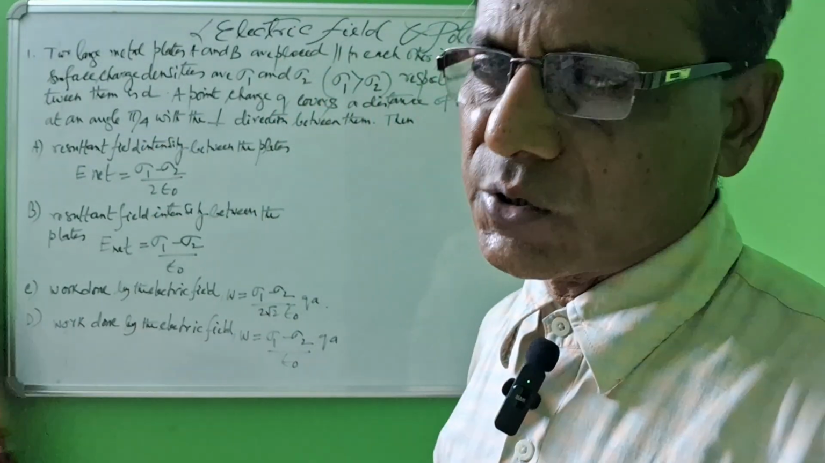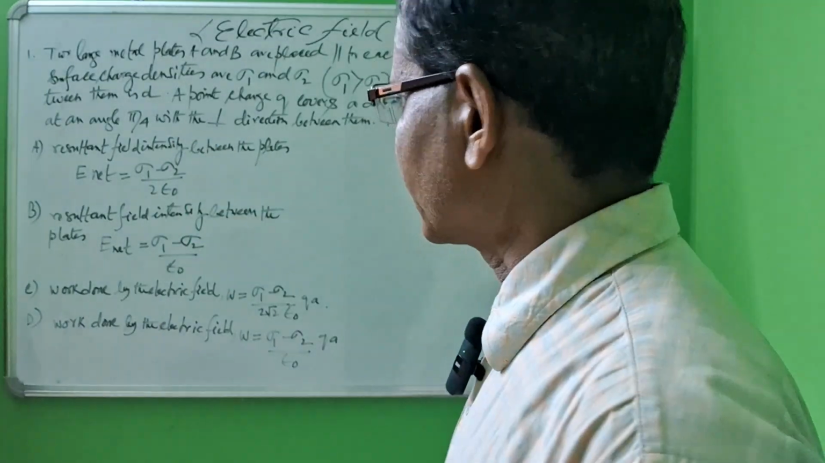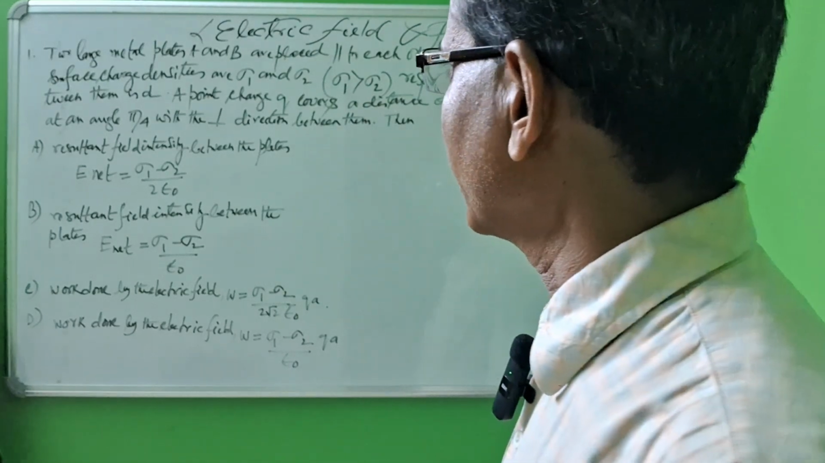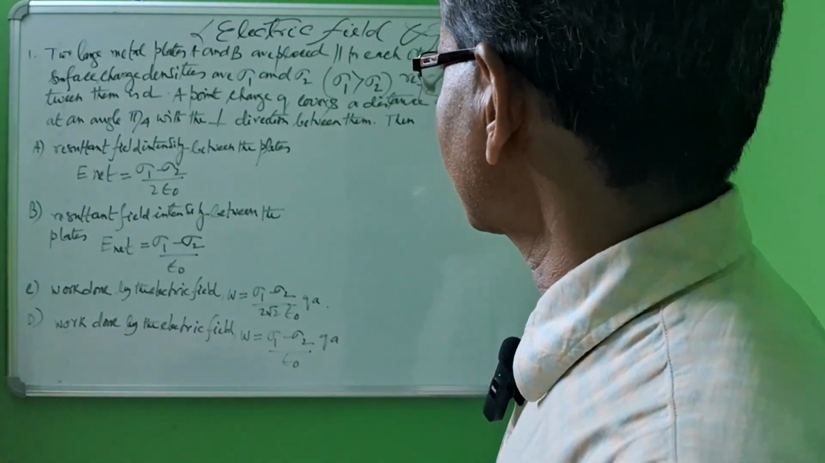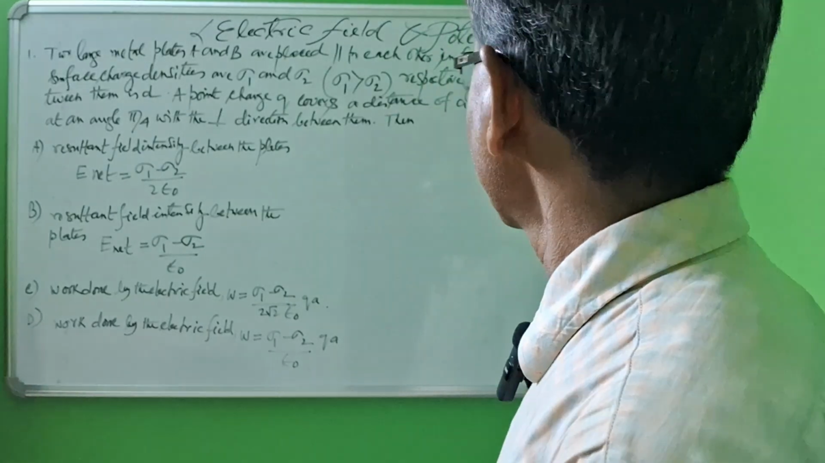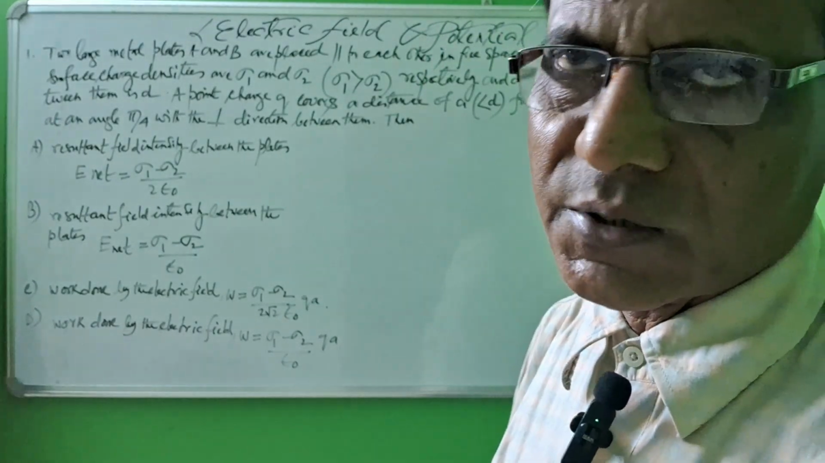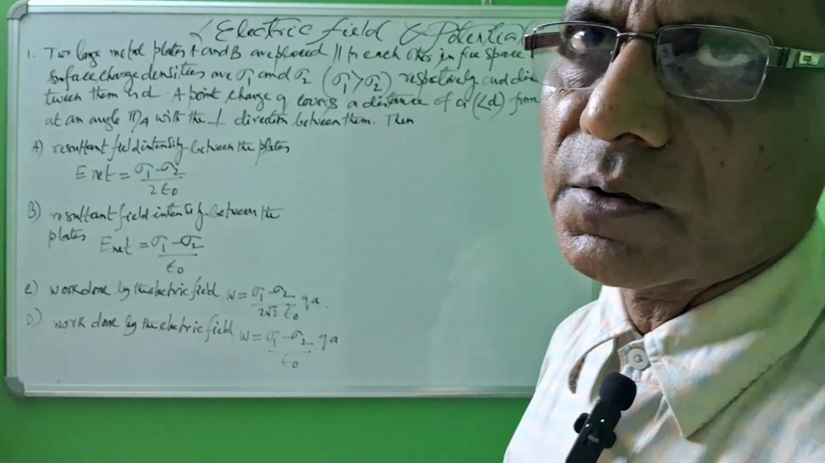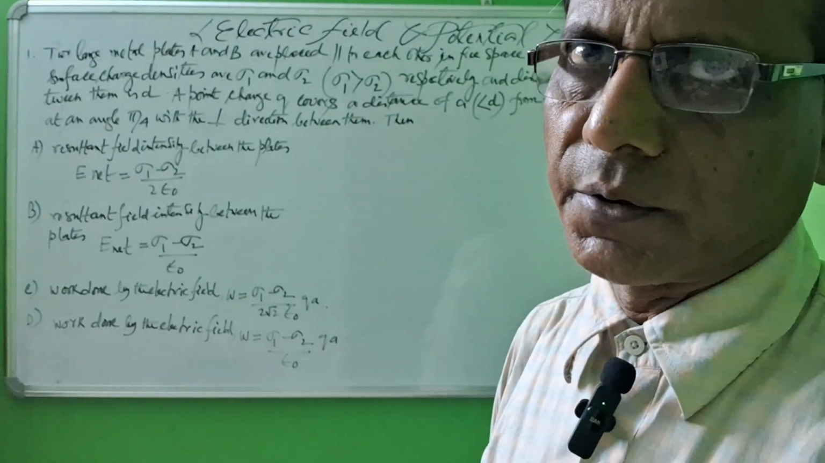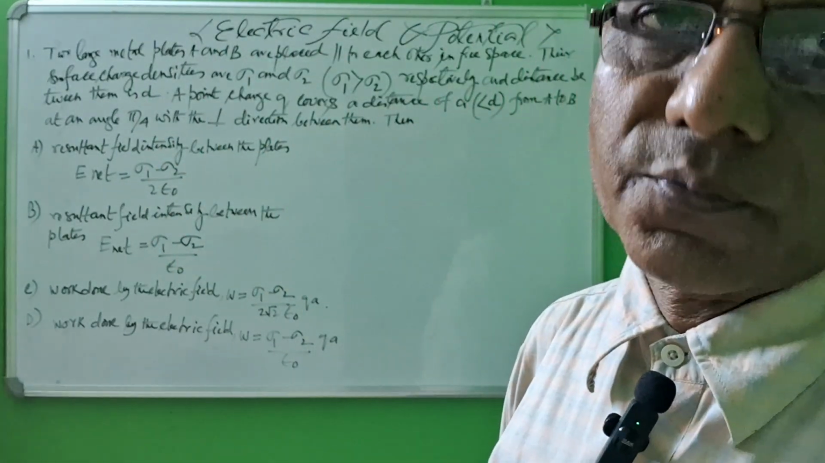The problem says to us, two large metal plates, A and B, are placed parallel to each other in free space. Their surface charge densities are sigma 1 and sigma 2 respectively, where sigma 1 is greater than sigma 2, and the distance between them is d. So let us go to our task first.